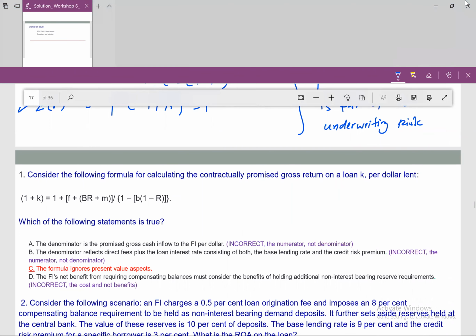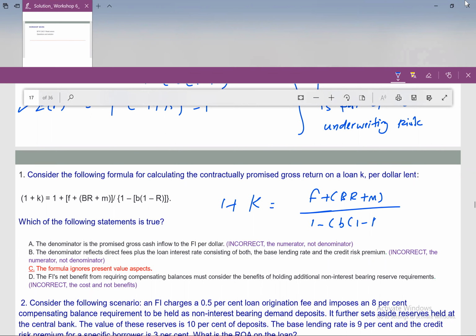The denominator is the promised. No, it's the numerator because it's K, right? So actually when we say the denominator is not the promised, this one is killed. The denominator reflects the direct fees plus the loan interest. No, the numerator, which is the fees and all these issues.